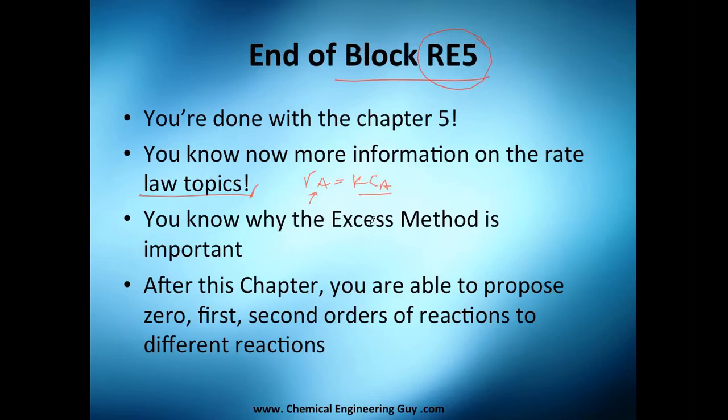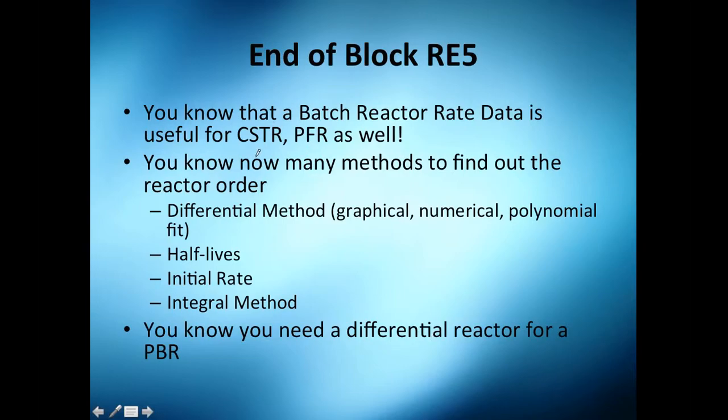You know by now that one of the most important methods is the excess method, not only because it will help you to use the other methods, but because it helps you to separate more than one reaction. So you use this as excess and keep it constant, and then you get this constant and you will solve it. After this chapter, you are now able to propose 0, 1st, and 2nd order reactions. At least you may try other orders or even more complex equations, and in theory you should be able to postulate if they are 0, 1st or 2nd order.